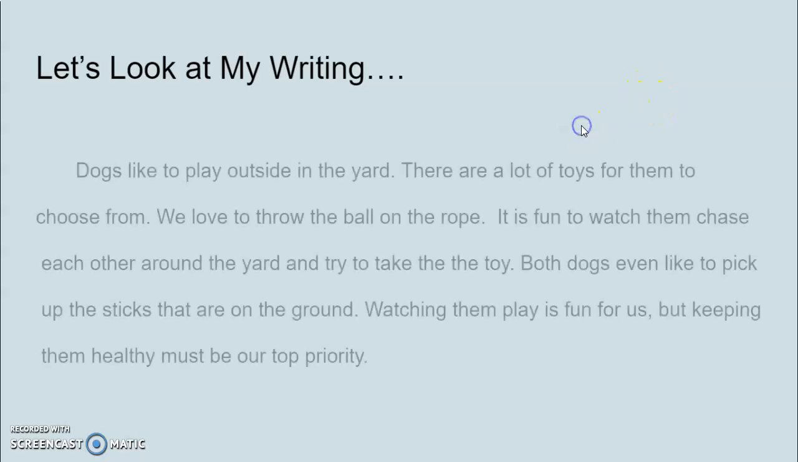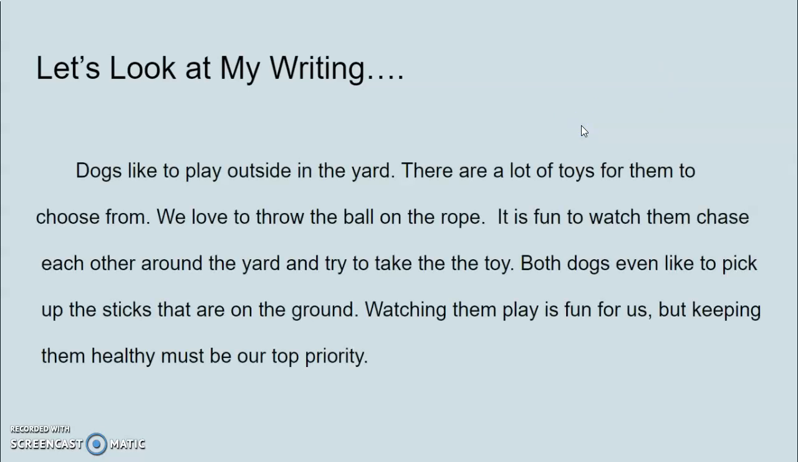So let's take a look at my writing. So what I did was I did not choose my introduction or my conclusion that you might have seen in the last two lessons, but I created a paragraph that would have fit in as one of my subtopics. And I kind of wrote it off the top of my head. So we're going to go back and edit it together.